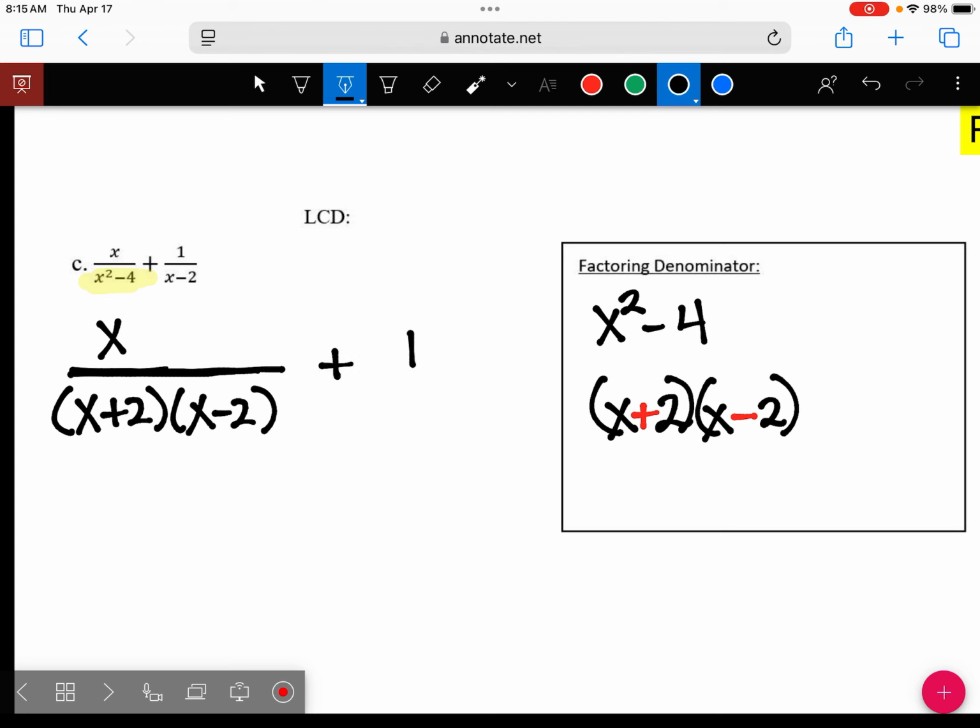I'm going to bring down the plus sign and then write my second fraction. So when you're figuring out your LCD, it will be both factors. So my least common denominator has to have both factors. It needs to have an x plus 2. It also needs to have an x minus 2.